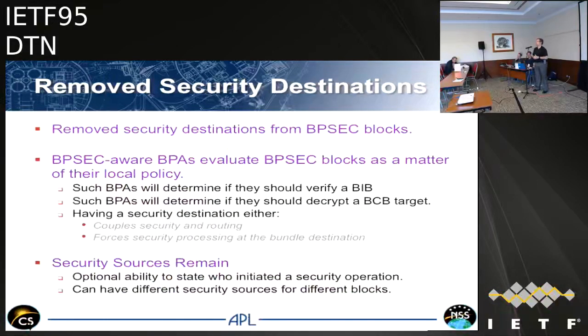Are there any questions about removing security destination? Okay, next slide.